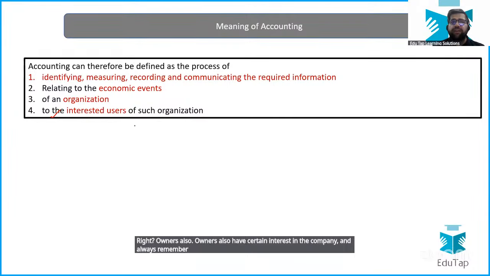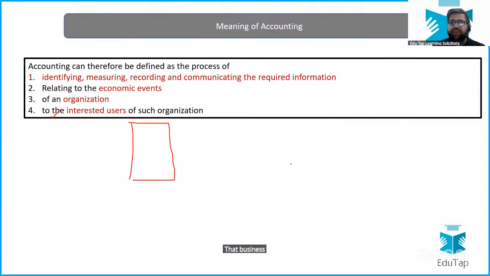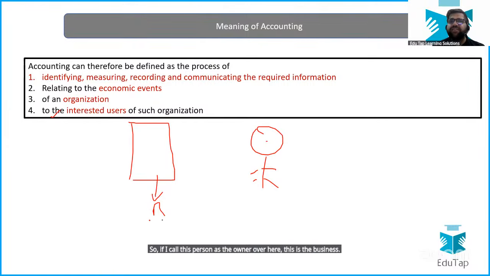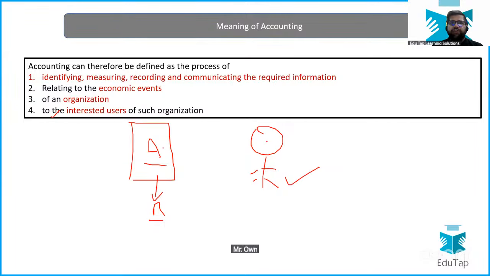And always remember, my friend, that business is different from the owner. So if I call this person the owner over here, this is the business, or the company, enterprise or organization, and the owner is there. You are doing accounting for the business only, not for the owner, right? So understand this thing. If the owner is there, will he have certain interest in the company? Yes, he will definitely have. Why? Because he will be drawing out the profits. He will be making sure that he gives certain money to the company and he withdraws it when the time comes, right?